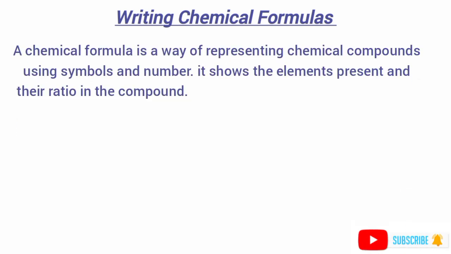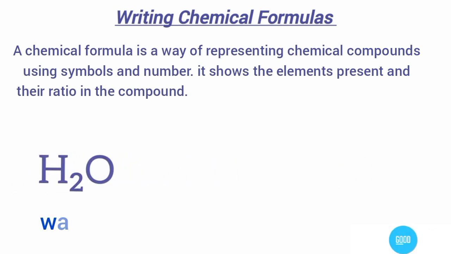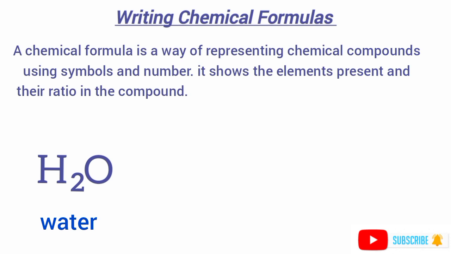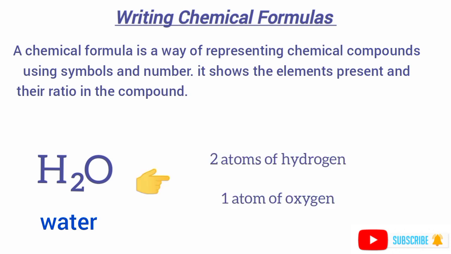In this lesson, I'll be teaching you how to write chemical formulas of molecular compounds. What is a chemical formula? A chemical formula is a way to represent a chemical compound using symbols and numbers. It shows the elements present and their ratio in the compound. For example, water has a chemical formula of H2O, and this tells us that there are two atoms of hydrogen and one atom of oxygen present.